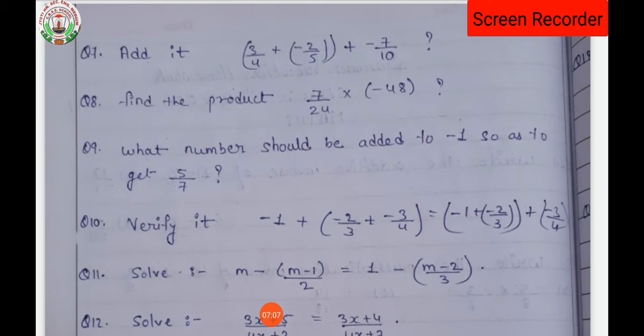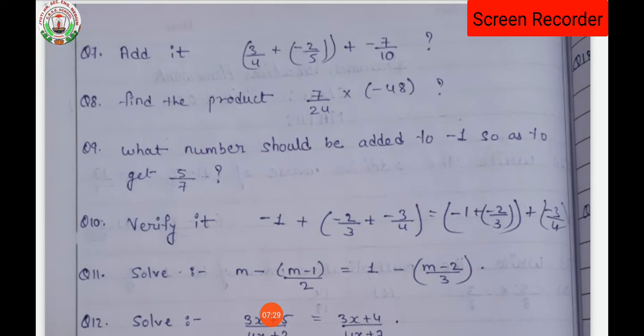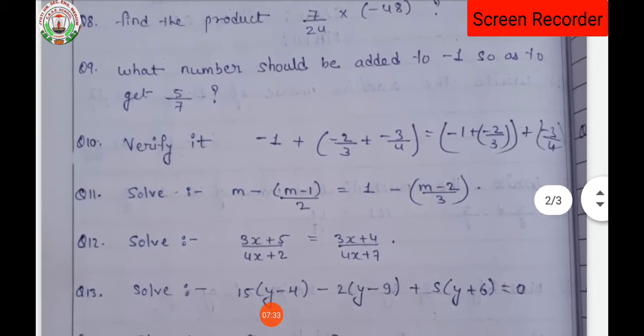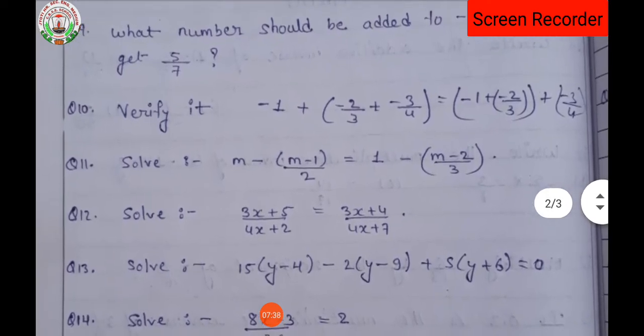What should be added to minus 1 so as to get minus 5 upon 7? So here it is said what should be added, added to which number? Minus 1. What number should be added to minus 1 so as to get minus 5 by 7? While solving this equation, you will get the required answer for question number 9. Now verify, everybody knows how to solve. Okay, just go through it, separately solve the LHS and the RHS part. You will get the required answer.